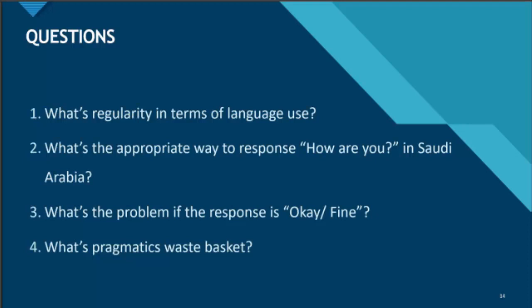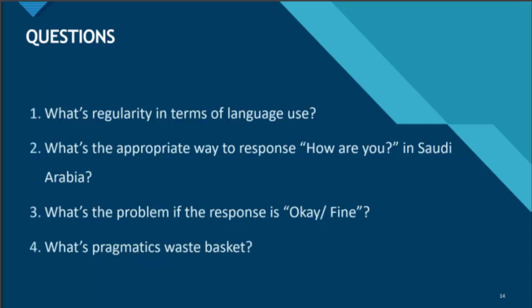So last one, what is the pragmatic waste bucket? Teacher, I don't have a clear answer. Okay, don't worry. Yeah, actually, I am still confused about the definition. But as I know, I think pragmatics is what all the linguists don't want to investigate and study, and all the linguistic problems relating to pragmatics are put into a box that all the linguists don't want to deal with. Okay, thank you very much.